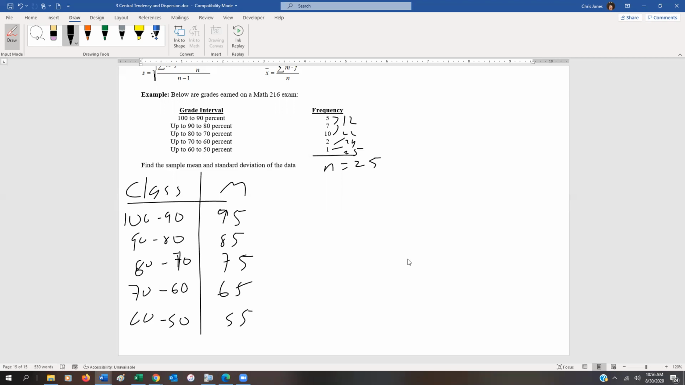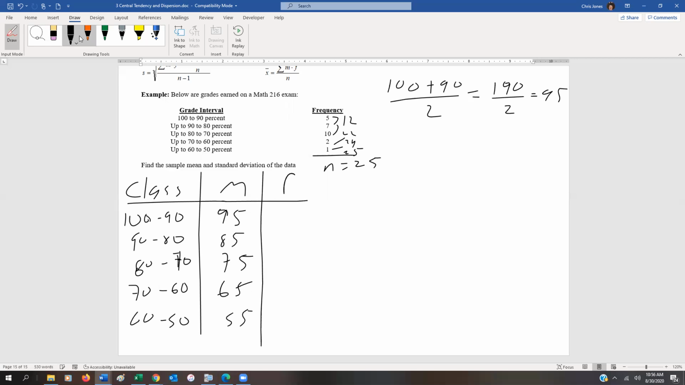And remember the trick: if you can't just see what the midpoint is, you just do 100 plus 90 divided by 2, which is 190 divided by 2, and that's going to be equal to 95. Of course, if you don't believe me, just throw that into the calculator. Next column, frequency. We're just going to copy the frequencies from above: 5, 7, 10, 2, 1.